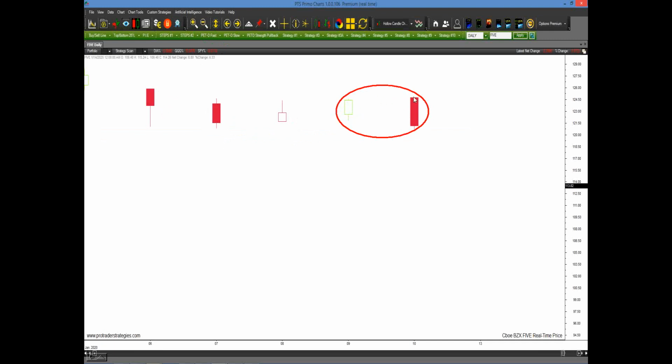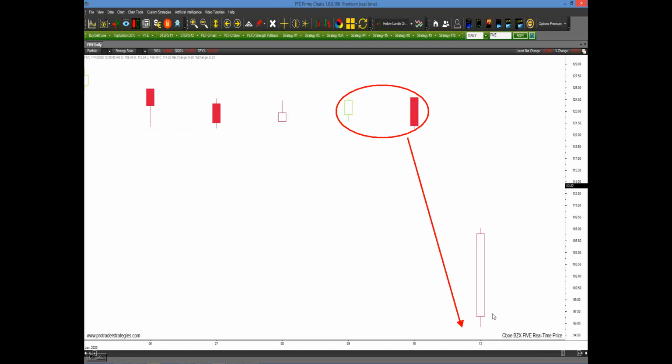But look at how sensitive it is. On the very next bar, it changed its mind and said, you know what? The market is still in a downtrend. On top of that, there's a bearish engulfing pattern. So this is all we need to confirm that we have a candlestick combo setup. The stock opened down 10 points the next day.